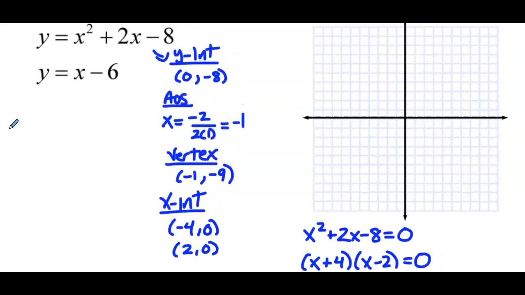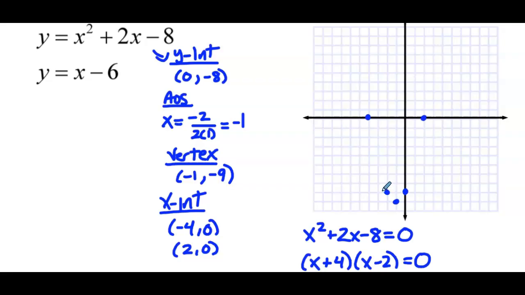So let's graph the parabolic curve. So 0, negative 8, negative 1, negative 9, 2, 0, negative 4, 0. We like to graph parabolic curves with at least 5 points. So the axis of symmetry is x equals negative 1. The y-intercept is 1 to the right of the axis of symmetry, so we'll go 1 to the left.